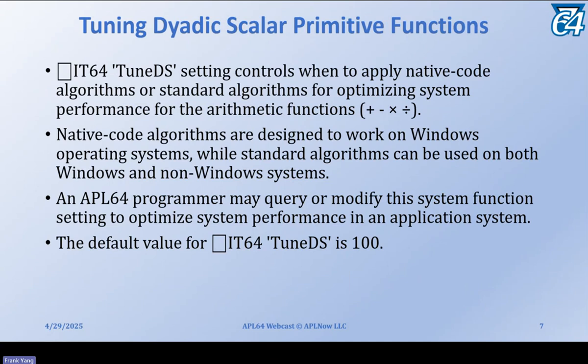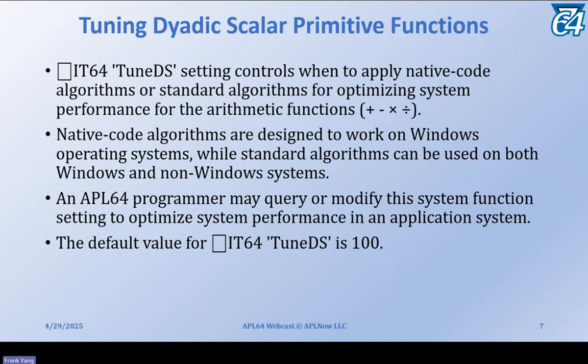For smaller arrays, our testing shows that some of APL64 operations are faster than APL+Win. Some are comparable to APL+Win, and some have potential to be improved further. We recently added a new tuning property called TuneDS. This property currently applies to addition, subtraction, multiplication, and division operations.